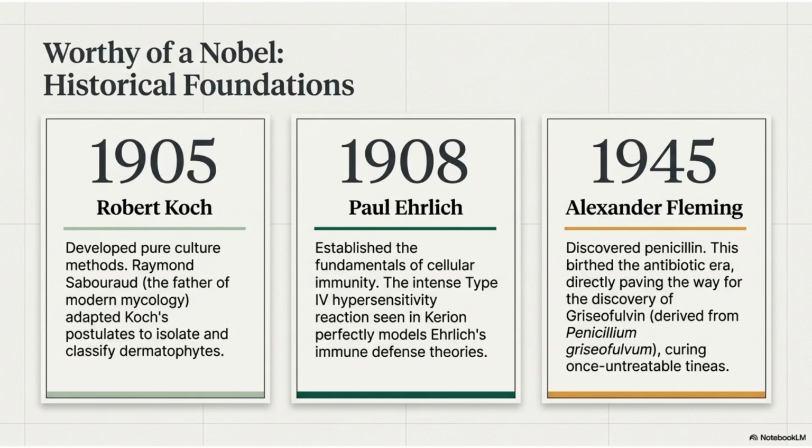Anthropophilic species have evolved to use humans as their primary reservoir. They are adapted to our specific biochemistry. Zoophilic species use animals as their primary hosts: cats, dogs, cattle. And geophilic species are essentially saprophytes. Their natural habitat is the soil, where they break down keratinous debris like shed hair or feathers that fall to the ground. Here is where the evolutionary biology gets incredibly interesting.